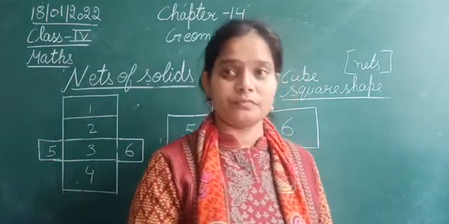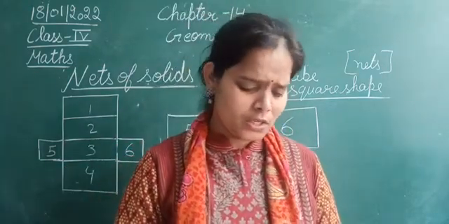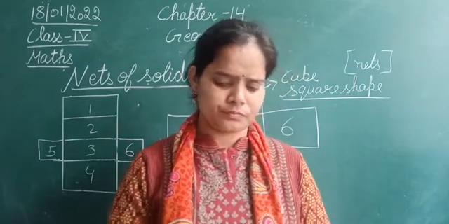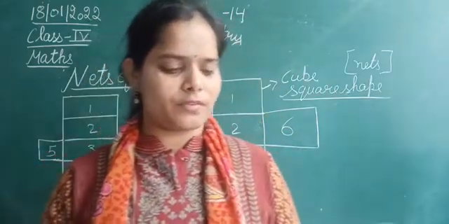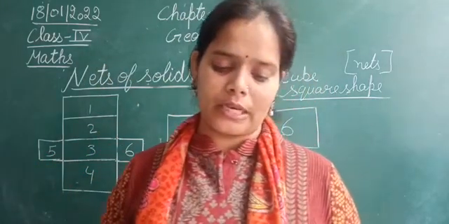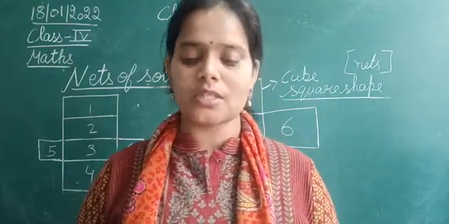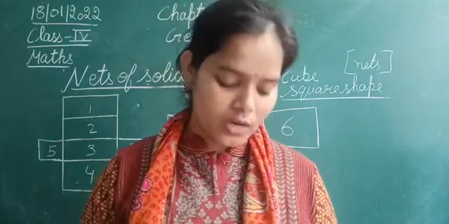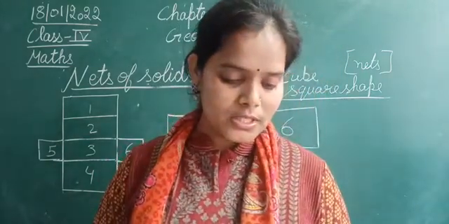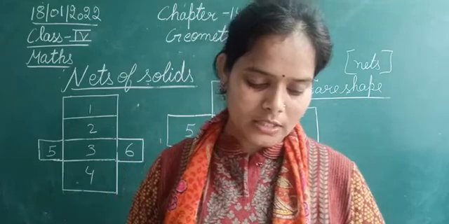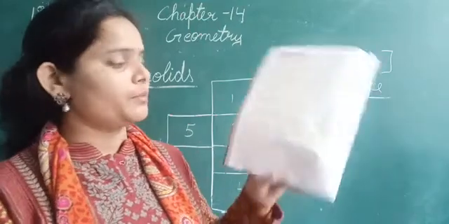Now I'll show you it in the book as well. According to the book, exercise 14.1 is given: trace the following nets on the cardboard, cut along the boundary lines and then fold along the dotted lines to make the cube or the cuboid. This is a practical exercise that we are going to discuss during our online class. This is the cube, and this is the net. You can see the example from here as well.